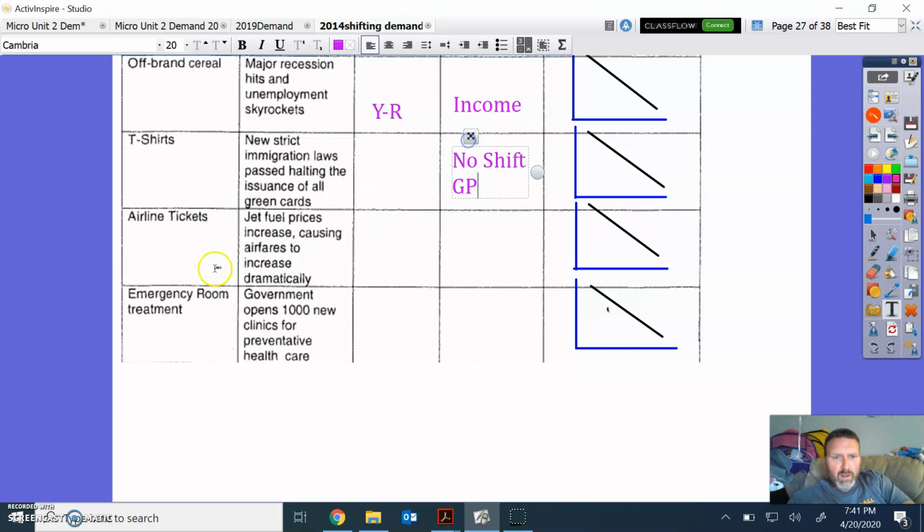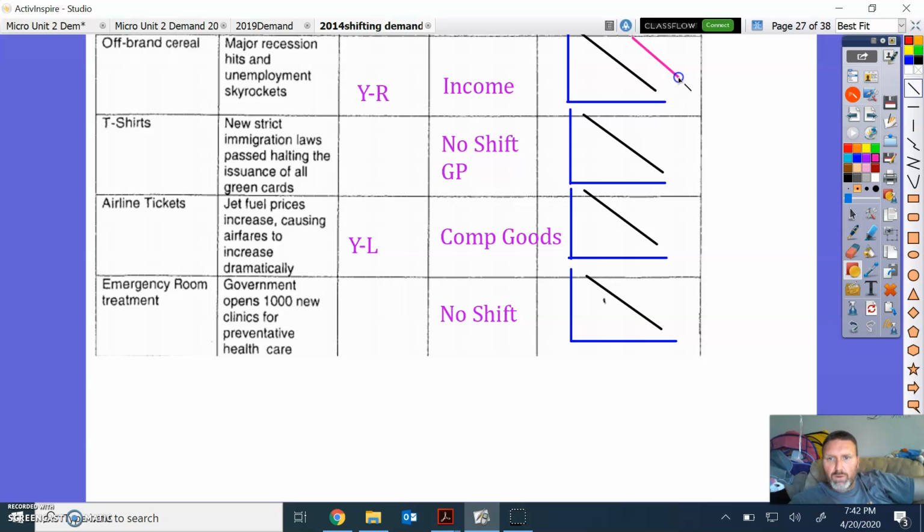We talked about this. Jet fuel prices increase, causing airfares to increase dramatically. Jet fuel prices go up. To me this is a complementary good thing, right? So yes, left, price of complementary goods. And then government, it's a supply thing, right? So when you show the shifts, there's an out, there's an in, right?